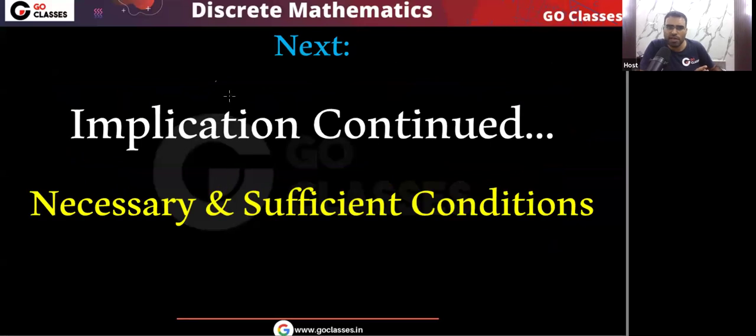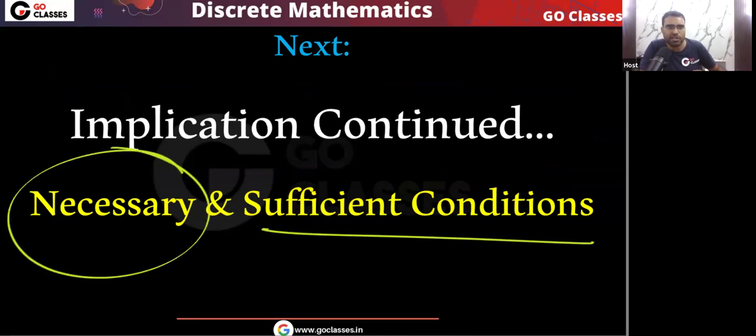Did you notice one thing? We are spending a lot of time on implication. I told you implication is very important, so that is the reason we are discussing every important point, every concept related to implication. Okay, now the next concept, that is necessary and sufficient conditions.